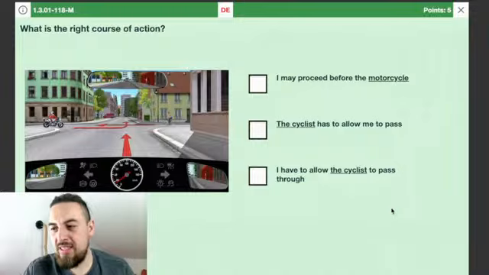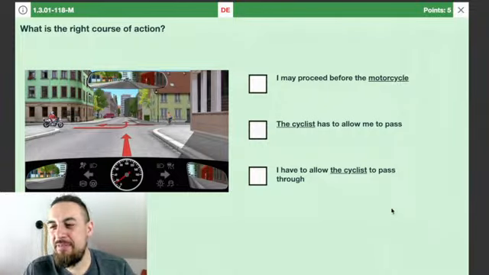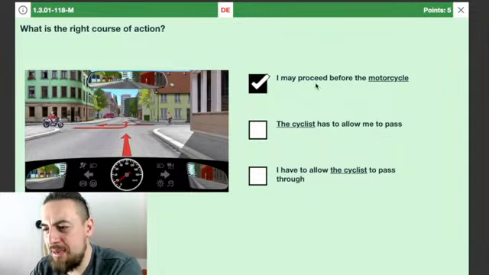So there are 2 correct answers. Yes. I had to think as well. I may proceed before the motorcycle. I'm not sure if I said everything right. I have to think again. I may proceed before the motorcycle. That's correct. The cyclist has to allow me to pass. No. I have to allow the cyclist to pass through. Yes. So the first and the last one.